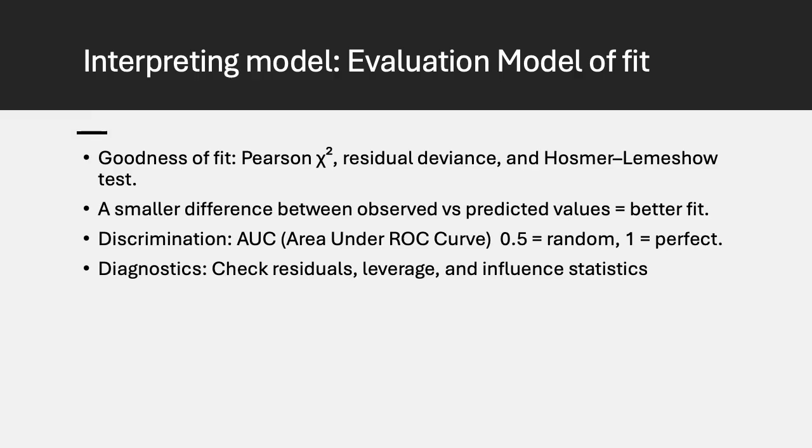The next piece is discrimination, which measures how well the model can distinguish between two possible outcomes, like predicting who does or doesn't have a condition. So the metric we can use is the AUC, or area under the curve. An AUC of 0.5 means the model is no better than random guessing, while 1 means perfect prediction. Lastly, we check the diagnostics, so things like residuals, leverage, and influence statistics, which help us identify outliers or data points that have an unusually strong impact on the model.